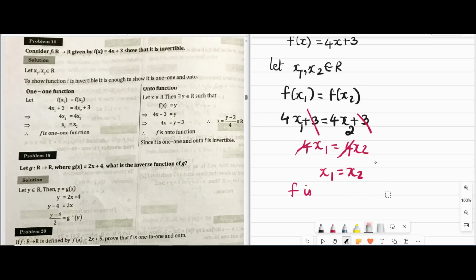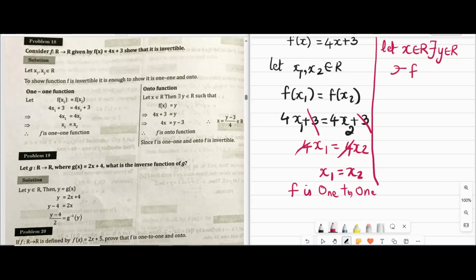f is 1 to 1. Now we have to prove it is onto. So how to prove it is onto? To prove onto, let x belongs to R. There exists y belongs to R such that f of x equals y.